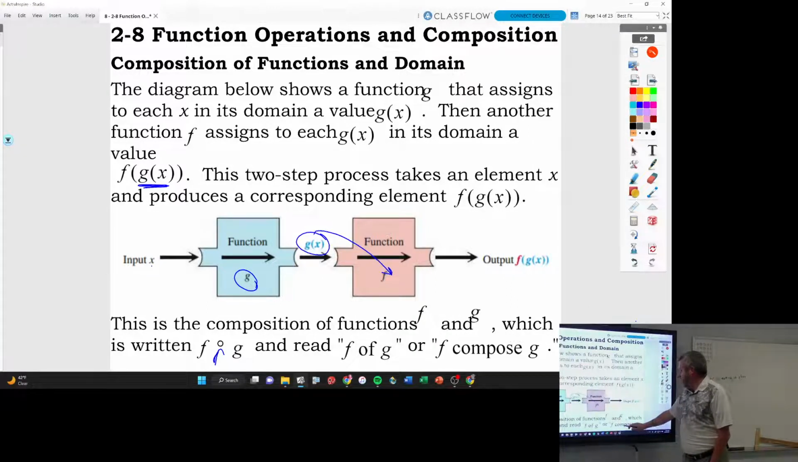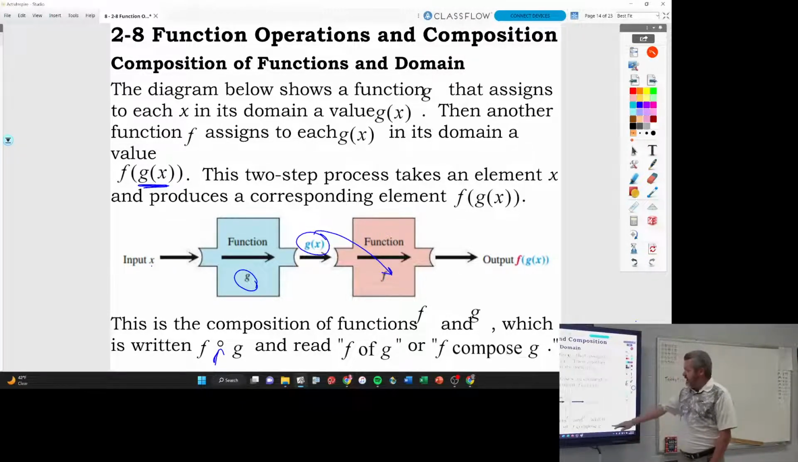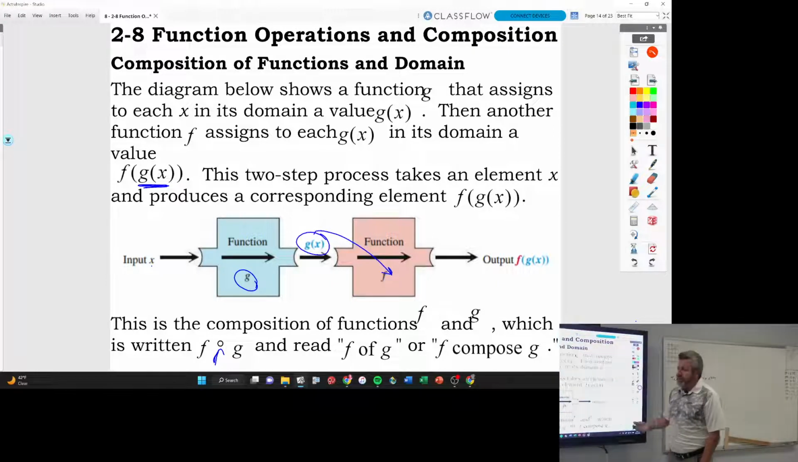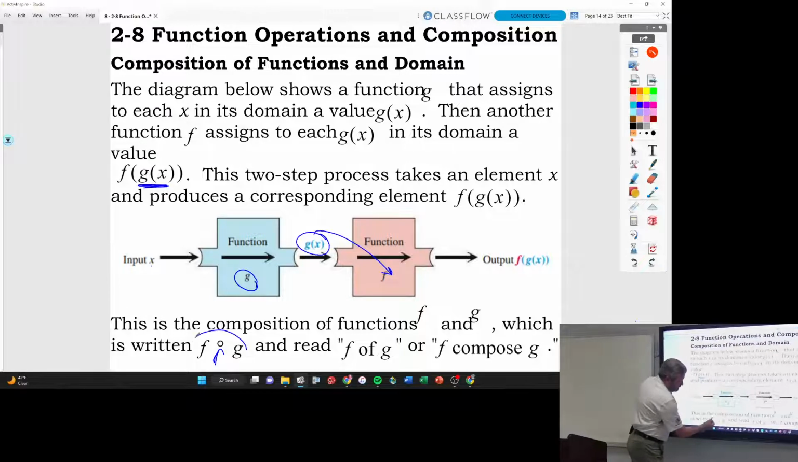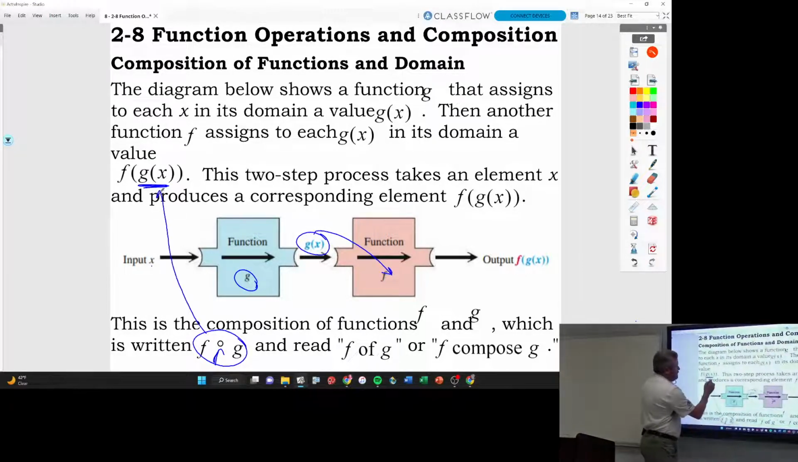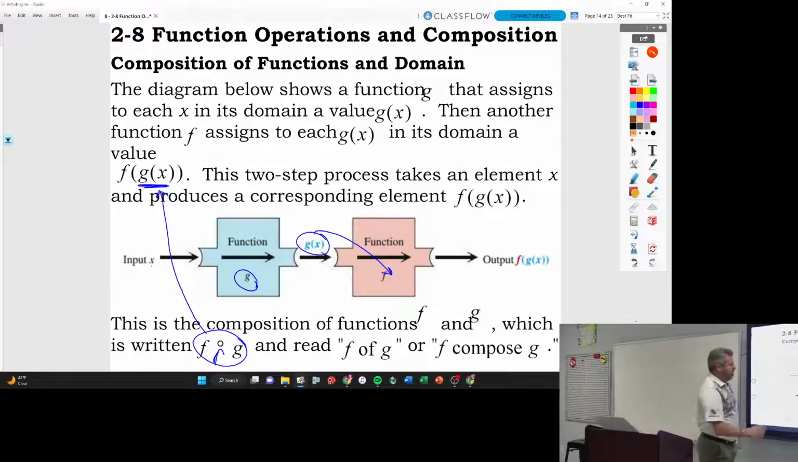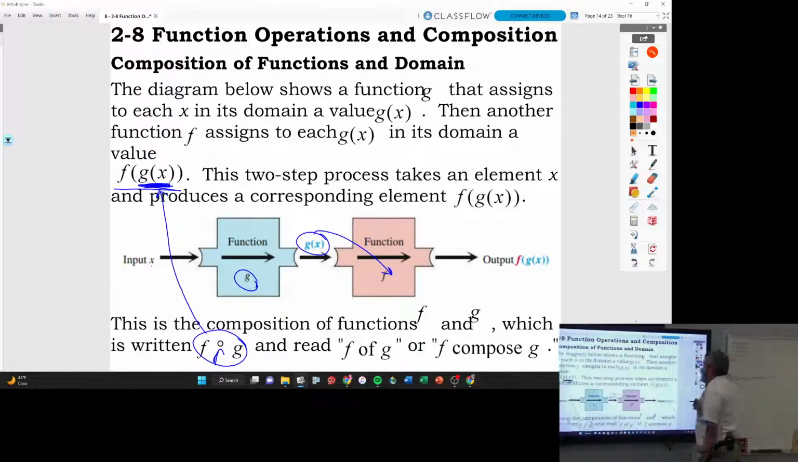Sometimes people might say it f composed with g. You probably won't hear me say that unless I'm reading f composed with g right out of the text or something like that. Typically, I'm going to read it f of g. And anytime I see a problem written as f circle g, I'm going to immediately change it to f of g of x, because to me that makes more sense. I can see that we're talking about the g function evaluated at x, and then take that answer to find the f function evaluated at that g of x value.